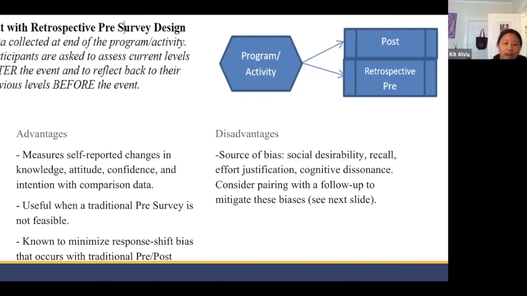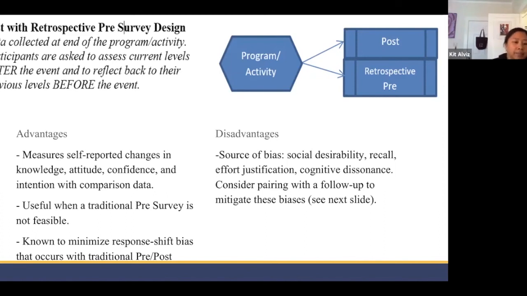So the idea is you have your educational event or program, and immediately after the program or activity, you ask both post questions and ask them to think back to before the activity and rate their level of understanding then. So that response shift bias that I just mentioned is mitigated a little bit more because now you're asking them the same question and they're at the same kind of level of understanding of what they're actually being asked.